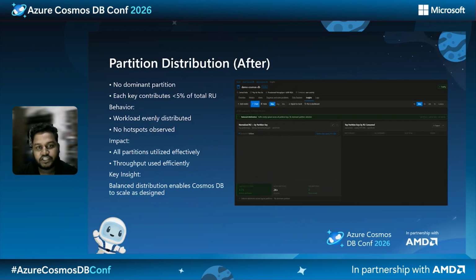Finally, looking at partition distribution after the changes, we no longer have a dominant partition. Each partition now contributes less than 5% of total RU. The workload is evenly distributed and there are no hotspots. This means all partitions are being utilized effectively and throughput is no longer wasted. This is how Cosmos DB is designed to scale, with balanced distribution across multiple partitions.